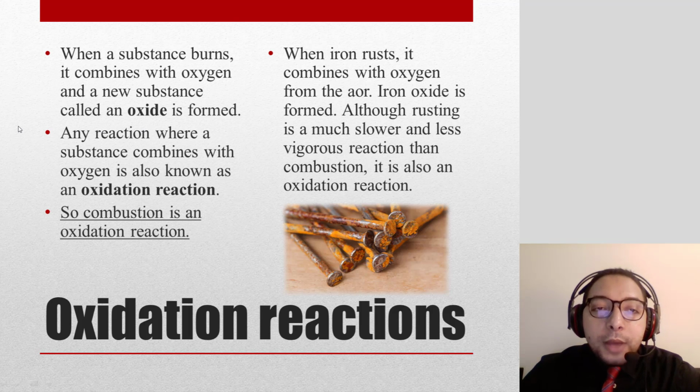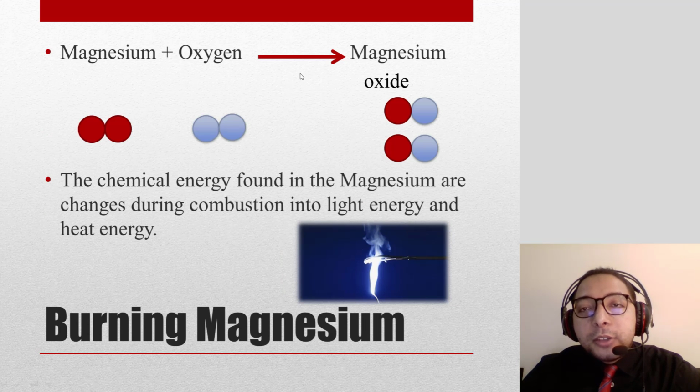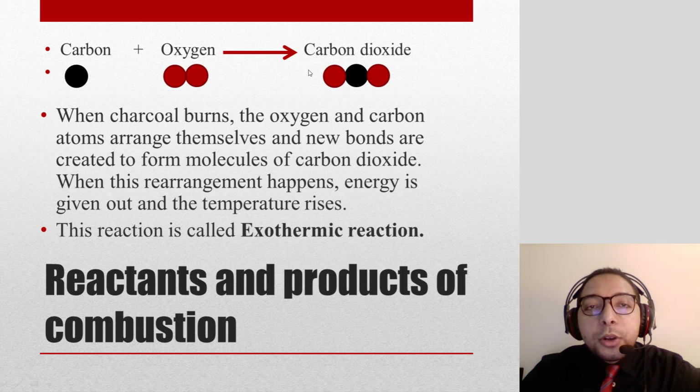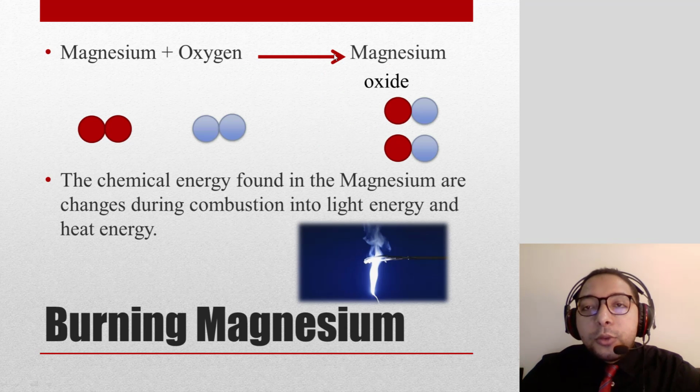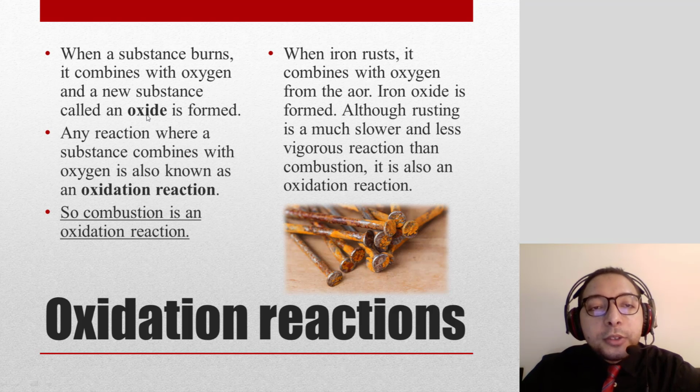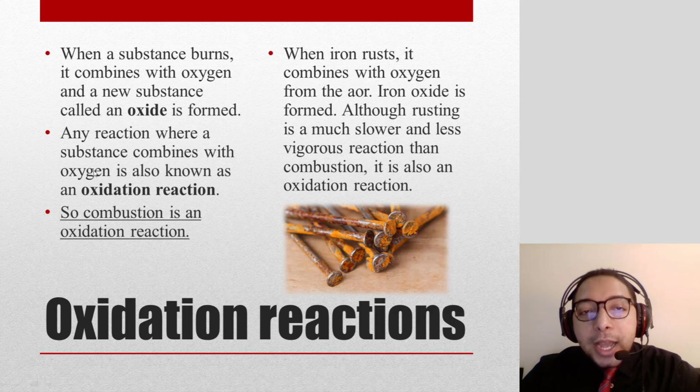As you have remembered, we have taken magnesium. When we burn magnesium in the presence of oxygen, it makes magnesium oxide. When we burn carbon in the presence of oxygen, it makes carbon dioxide. So the term oxide represents a substance that has combined with oxygen to produce a new substance. Any reaction where a substance combines with oxygen is going to be called an oxidation reaction.